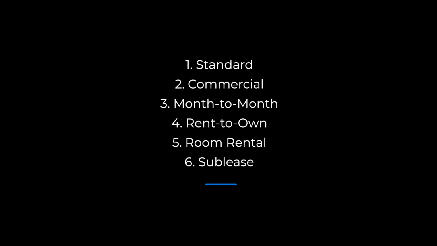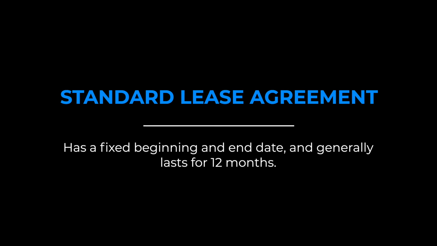evictions. Make sure to hit the link below for a template for lease agreements and eviction notices that will work in Arizona. First, let's talk about the types of rental leases. An Arizona lease agreement outlines the terms and conditions of a rental arrangement between a landlord and a tenant. There are 6 types of lease agreements in Arizona: standard, commercial, month-to-month, rent-to-own, room rental, and sublease. A standard lease agreement has a fixed beginning and end date and generally lasts for 12 months.